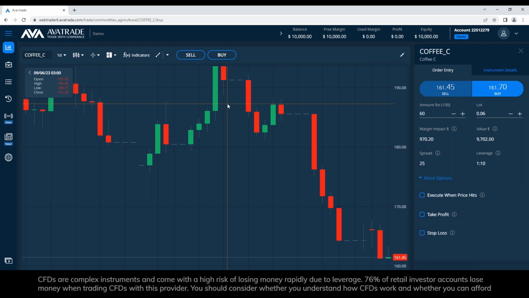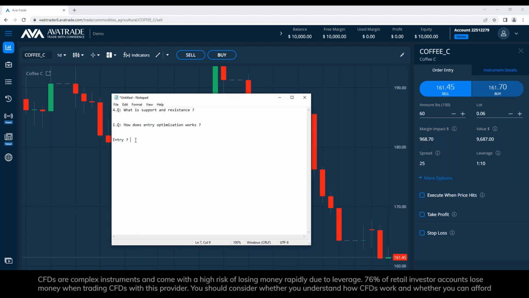So why is entry important? Let's suppose that I want to take a sell now. Should I take a sell now? Why does it make any difference if I take a sell or a buy? Okay, entry, I understand. Entry is where I want to open the position. So why does choosing the optimum entry into the market matter?